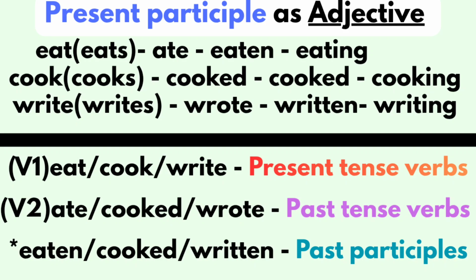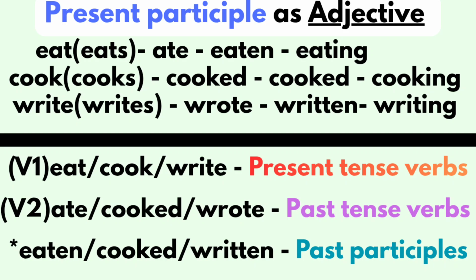Eaten, cooked, written. These are past participles. So they act as verbs, and in addition to that, adjectives. They play two roles: the verb's role and the second one, the adjective's role. So we'll make a separate video on past participles. Let's focus on present participle as adjectives. I hope these are clear, right?